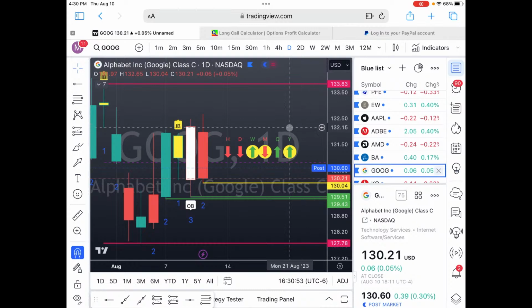Okay. We move on to Google. Google had a 2 up red, so we'll look for puts there at 130.04. We're still stuck in an inside bar on Google. I know this because I've got these 2 pink lines here, and the yellow circle on my time frame continuity indicator is telling me that.